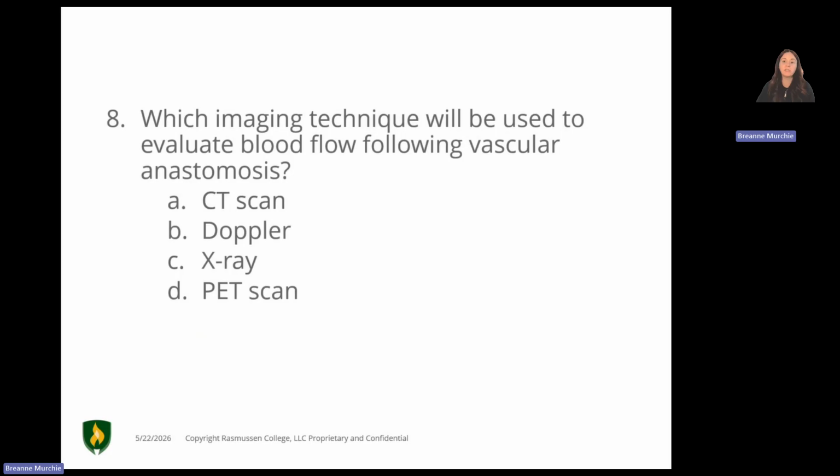Number 8, which imaging technique will be used to evaluate blood flow following vascular anastomosis? Surgeon's going to use a Doppler. Usually this is going to amplify the sounds of the blood rushing through the vessels. This is to make sure that the anastomosis isn't too tight and the blood flow is flowing as it should.